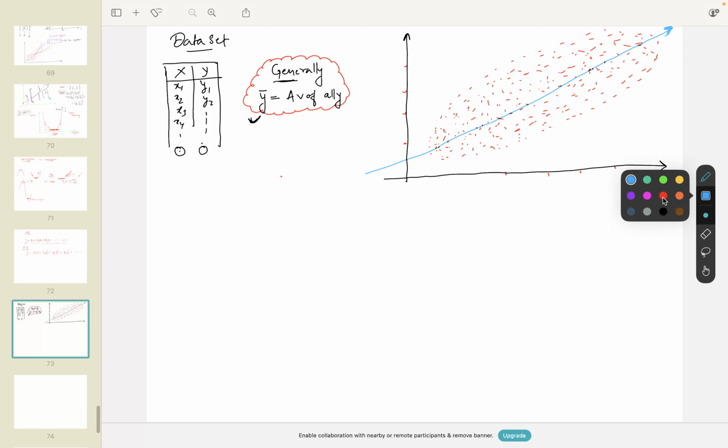Now let me remove this one. I don't want the same color to be here. Just focus on it, right? A very essential concept. I'll try to be as lucid as possible.